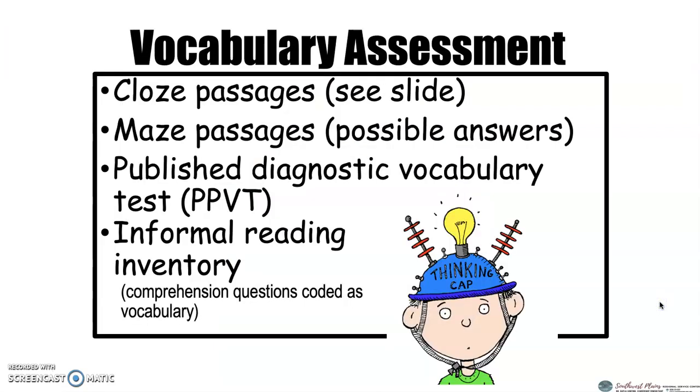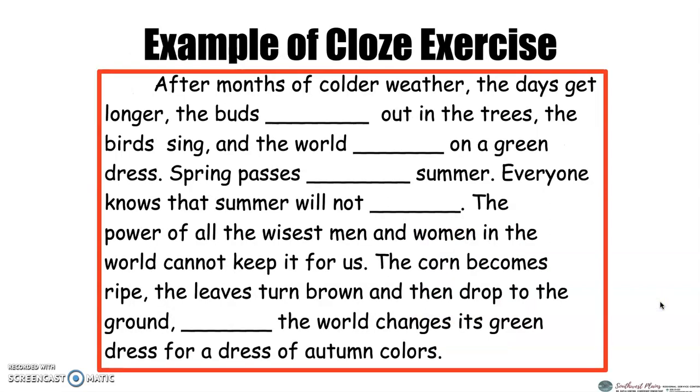Now, oftentimes, vocabulary learning is assessed via multiple choice or matching exercises. Those types of assessments do not ask the reader to show his or her relational word thinking. So using assessments like a cloze or a maze are better. Published inventories are possible and valuable tools, but teacher-made products can be just as effective. Let me explain more. A cloze is just a passage with words missing.